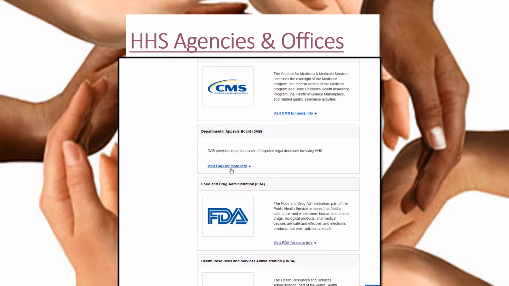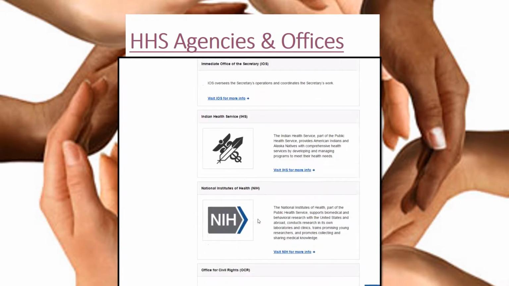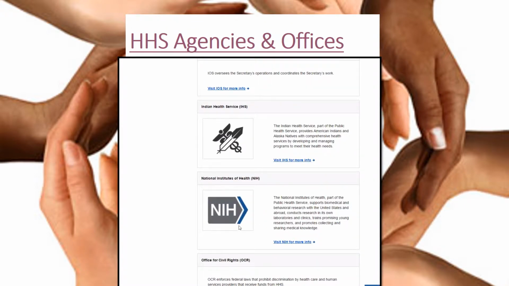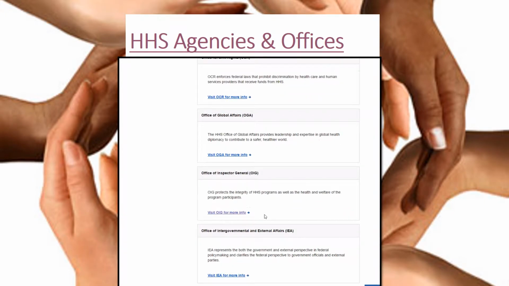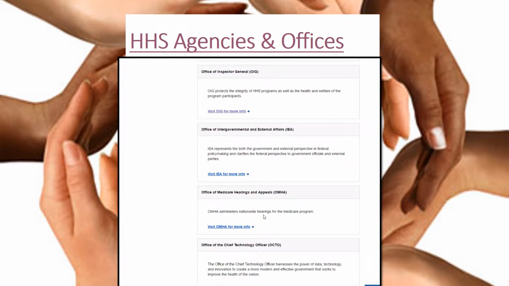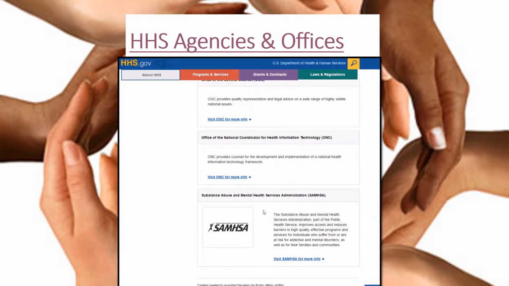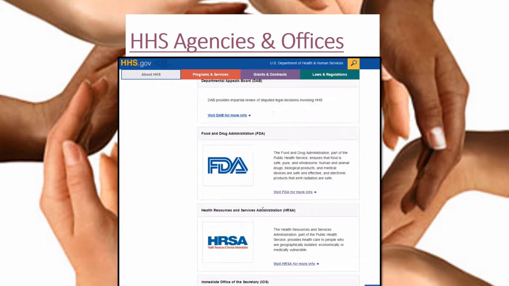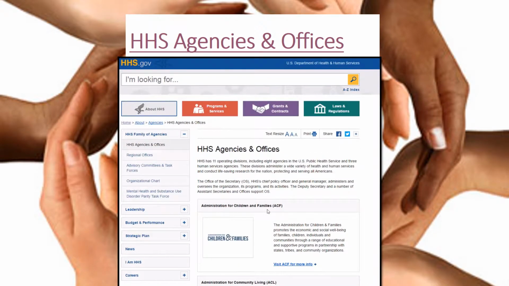We have the Departmental Appeals Board, the Food and Drug Administration, the Health Resources and Services Administration, the Indian Health Service, the National Institutes of Health, the Office for Civil Rights, the Office of Global Affairs, the Office of the Inspector General, and the Office of Intergovernmental and External Affairs. There are a lot of offices that are part of the Department of Health and Human Services that you should, as a nurse, be familiar with, and how that is governed.